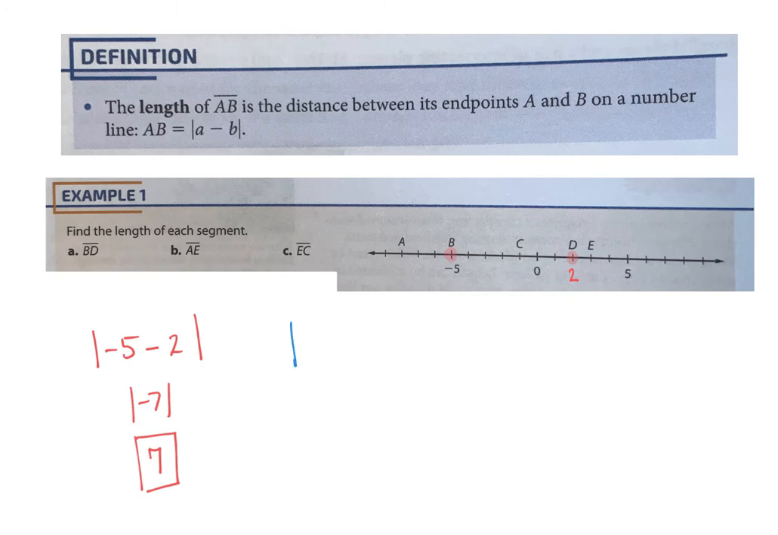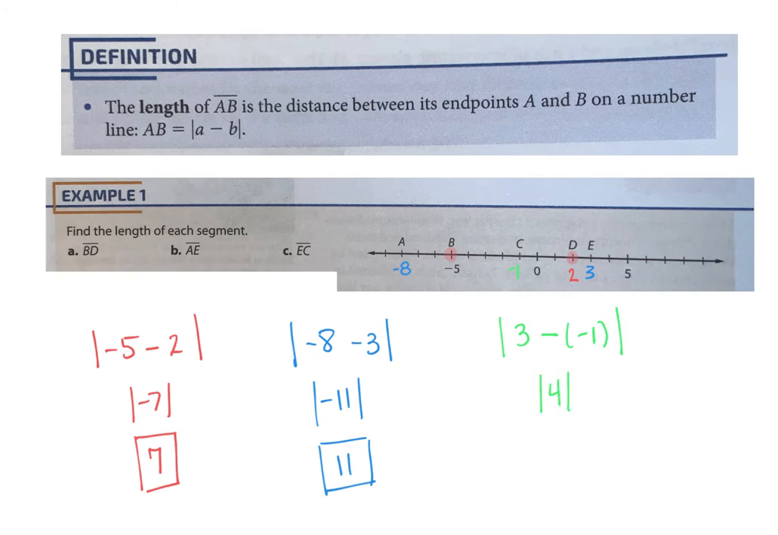All right, 7. Let's look at A to E. A, that's going to be at -8, and they want it all the way to E, which is at +3. -8 minus 3 is -11. Absolute value of that then is 11. Pretty easy. E to C. So that means E is 3. C is -1. 3 minus a -1 is what? 4. So my absolute value here is 4.